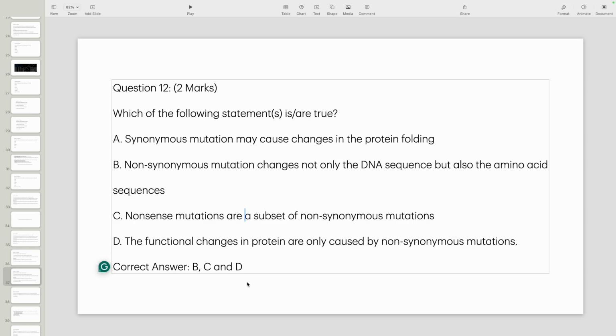So you can read up on when a non-synonymous mutation can cause a change in protein functionality. There is also codon usage bias, where during the translation process certain codons are used for protein synthesis more than other codons when they are coding for the same amino acids. So you can read up on it.